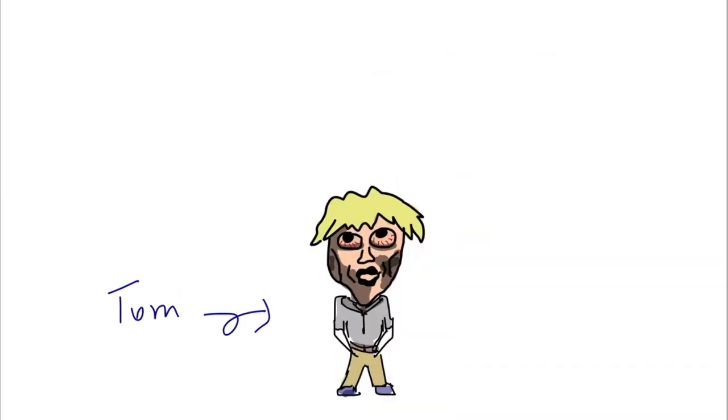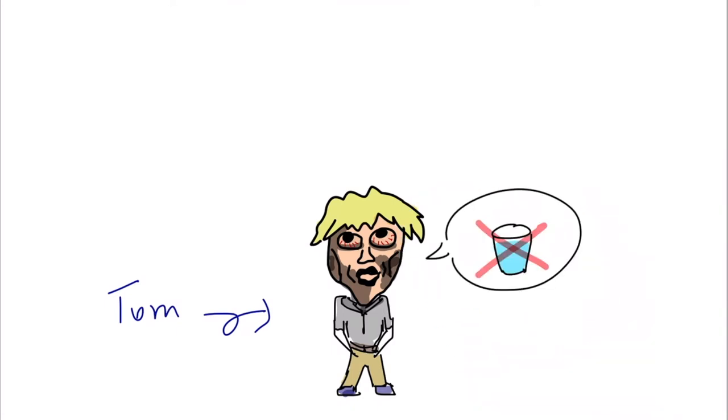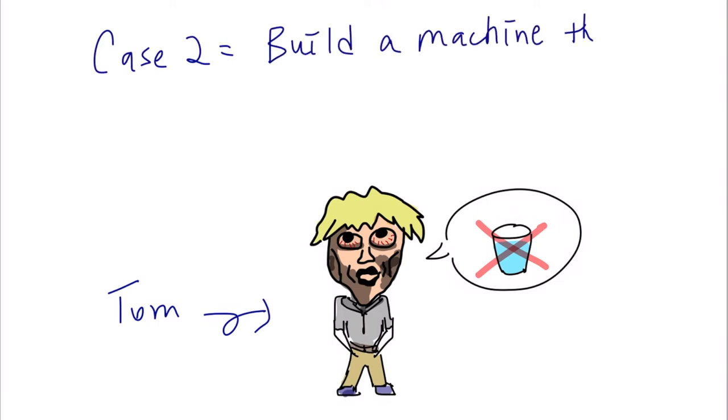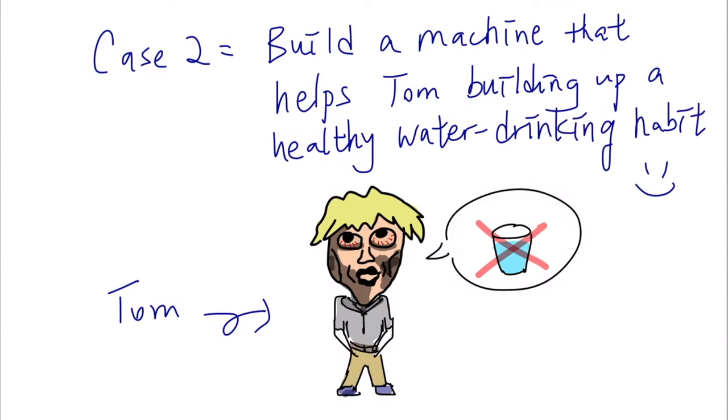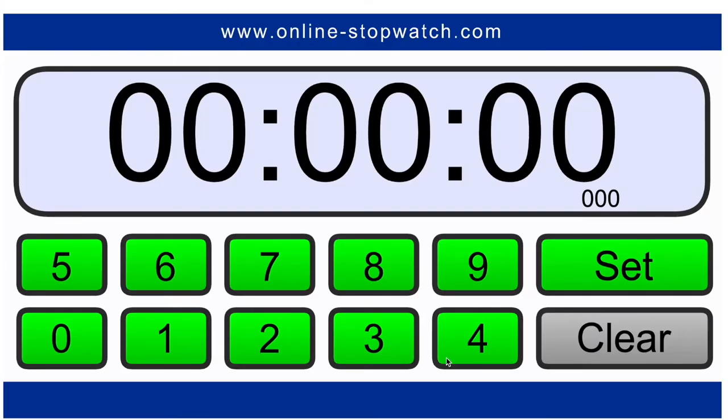This is Tom. Tom doesn't drink water often, and that's why he looks dry and not healthy. That comes with case 2. We want to build a machine that helps Tom build up a healthy water drinking habit. Now, we will apply the design thinking process to solve this problem. Please refer to your notes and spend 3 minutes to complete those questions. You can start now.